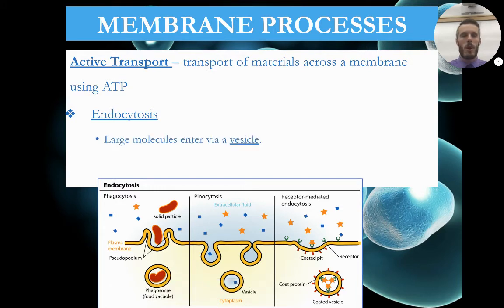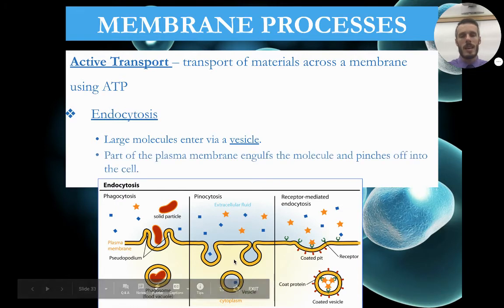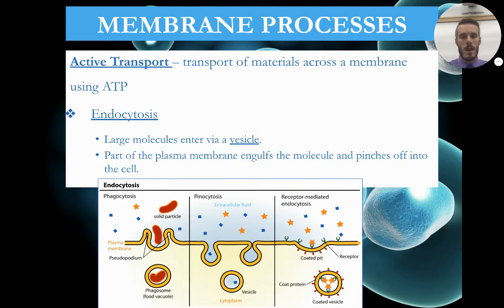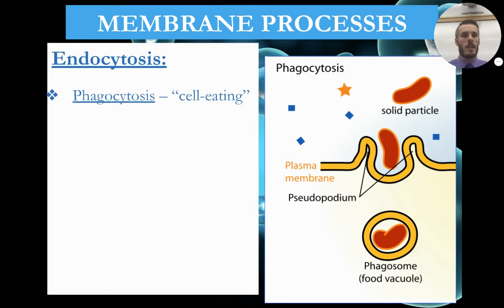So this is typically large molecules, or in this case, it could actually be fluid that the cell wants to take in. So the membrane engulfs the molecule and pitches off into the cell. First, we have pinocytosis, which is just considered cell drinking. So this is going to involve the intake of liquid into the cell. Phagocytosis is for larger molecules. It's called cell eating.